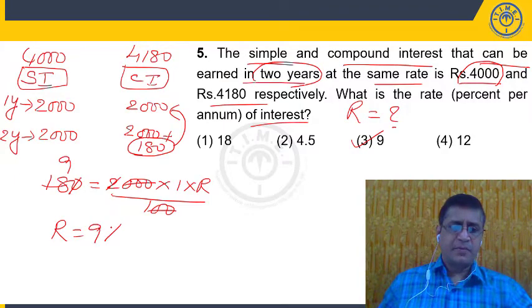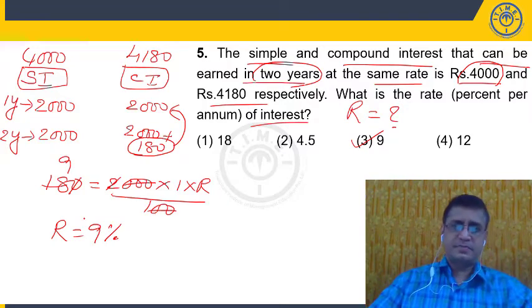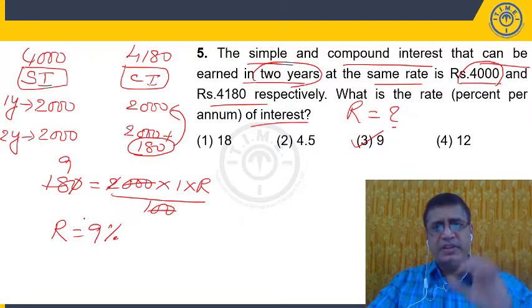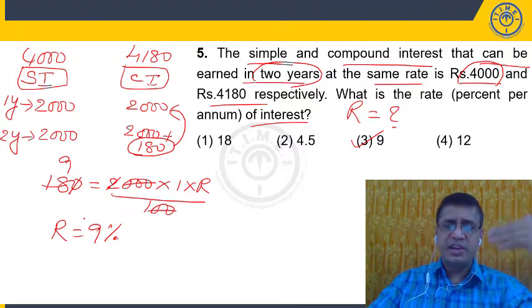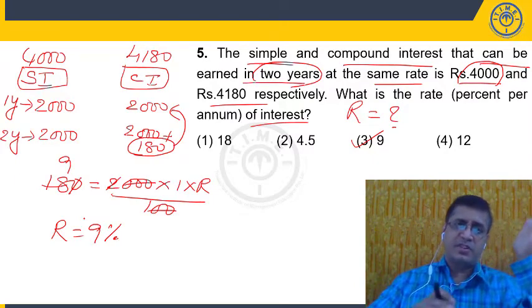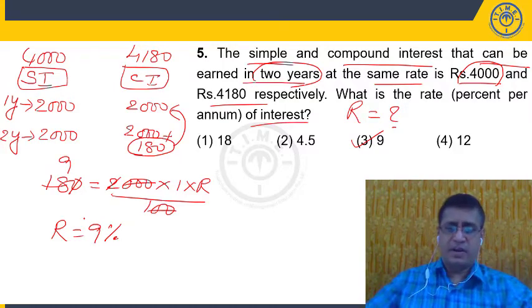So mark the appropriate answer. 9% per annum is the right choice, option 3. The third choice is the right choice. Am I clear? So what is the logical point here? In simple interest, interest remains the same for every year, whereas in compound interest, it changes year to year. So the compound interest value, in general, follows a geometric progression: the first year value, second year, third year, fourth year, and so on. Here in simple interest, it remains the same for every year.